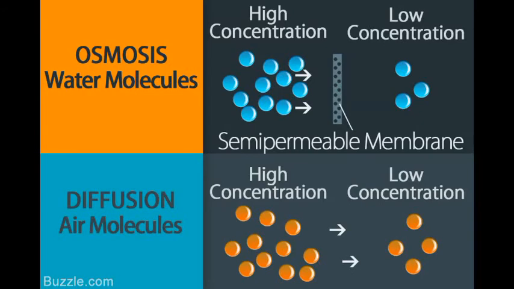Can we define diffusion? It is the spontaneous movement of substances from a region of higher concentration to a region of lower concentration. Water also obeys the law of diffusion. The movement of water molecules from higher concentration to the lower concentration through a semi-permeable membrane, that means our cell membrane, is called osmosis.